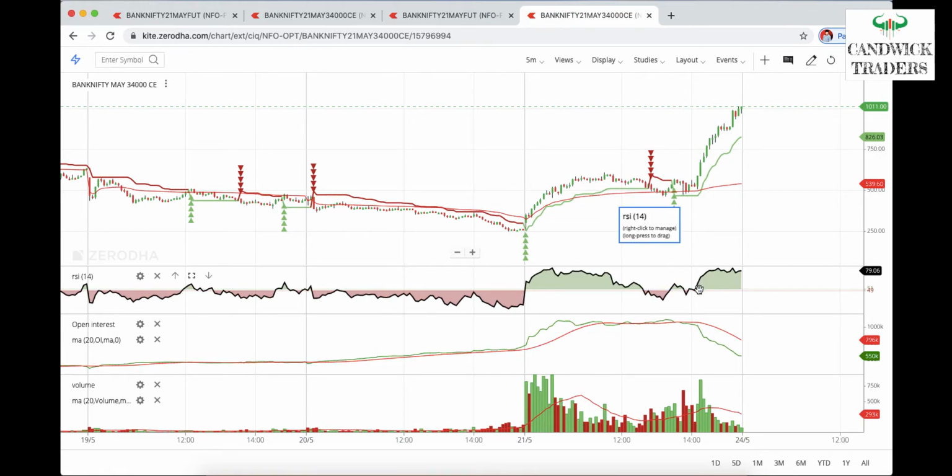And the third condition, RSI should be in green. That means it should be above 50. That is the three conditions. And the fourth condition should be candle close, not price crossing or reaching or anything. Only candle close must be above the super trend and VWAP. Okay, these are the conditions. So once you get this kind of a setup, then you can initiate the buy.